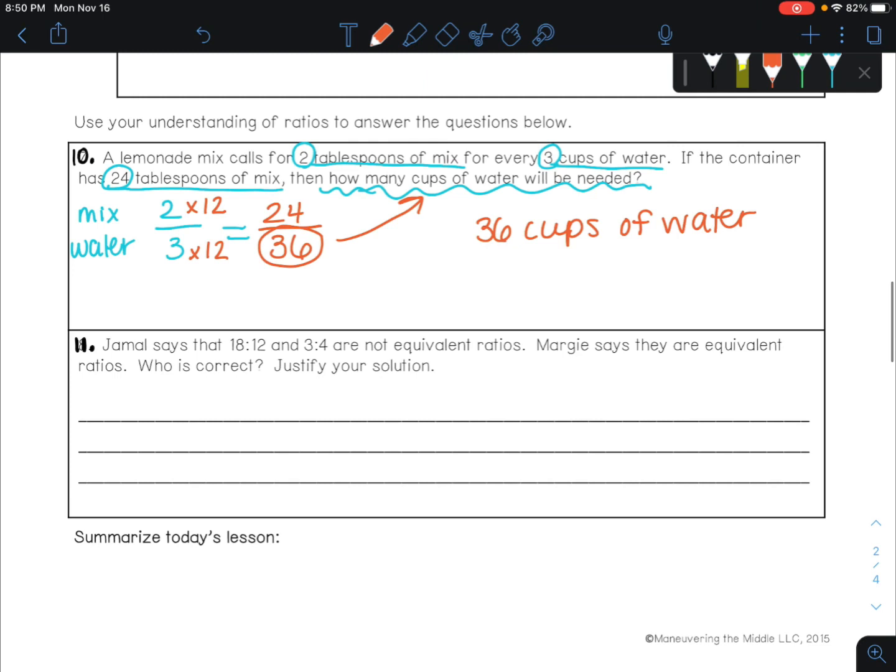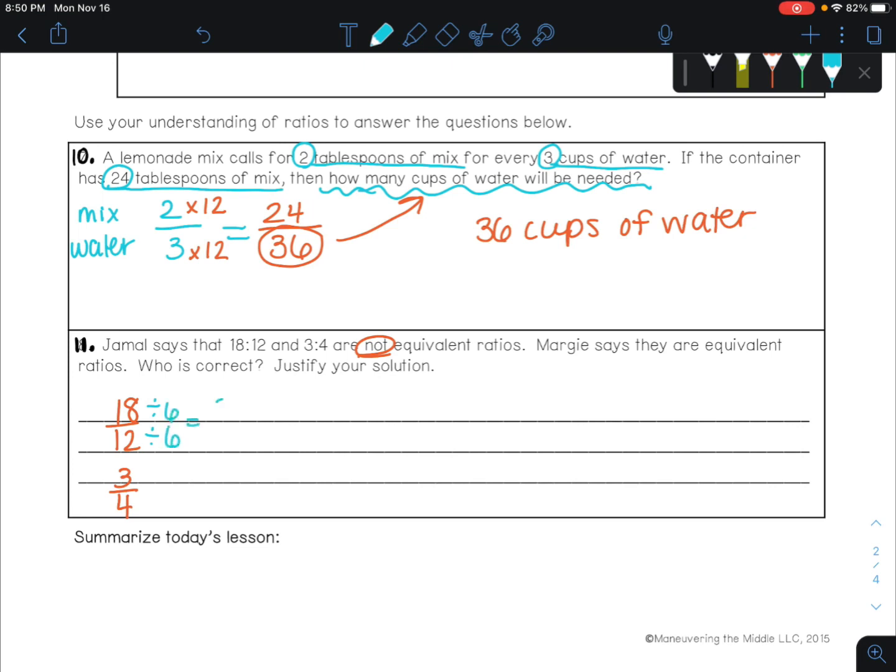Last one. Jamal says that 18 to 12 and 3 to 4 are not equivalent ratios. Margie says they are equivalent ratios. Who is correct? Justify your solution. My first step here is just to write them as fractions because I think that's going to show me a lot more quickly if they're equal. And what I'm going to do is just simplify both of them and see if they're the same. So 18 twelfths. I know I could use 2, but I actually also know that 6 would go into both of these. So I'm going to try dividing both by 6.